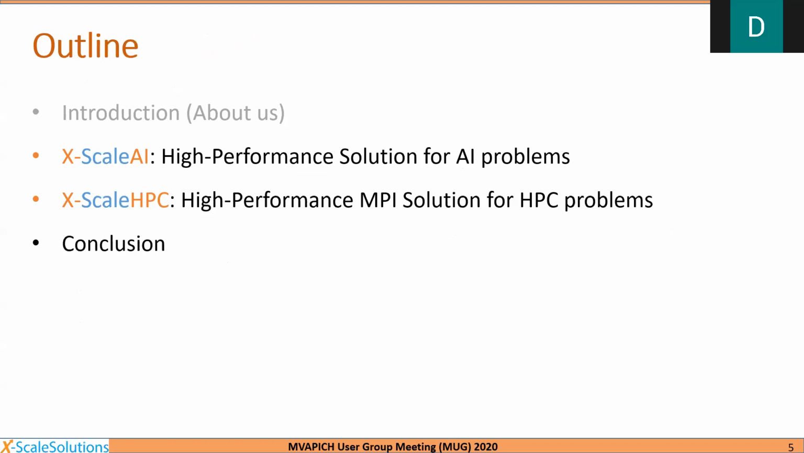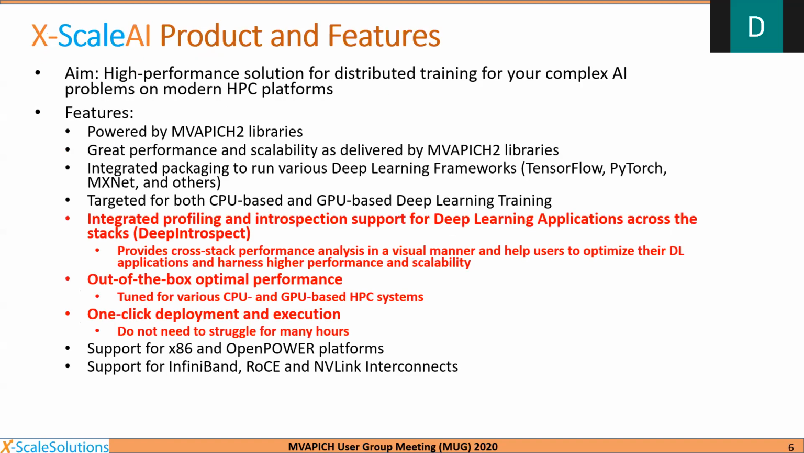So now let's get on to the first one. This product is targeted to provide a high-performance solution for distributed training of complex AI problems, specifically targeted for modern HPC platforms. The main features include MVAPICH2, and all of this is built on top of MVAPICH2.